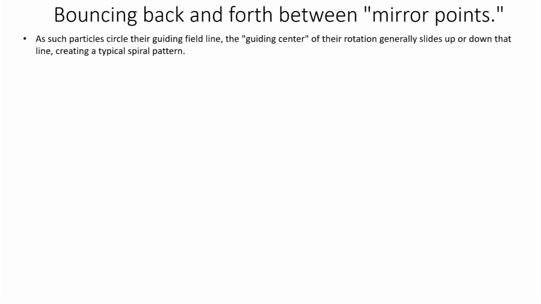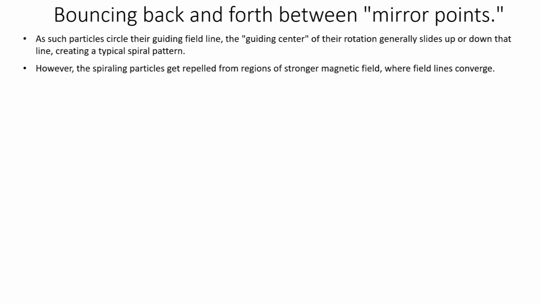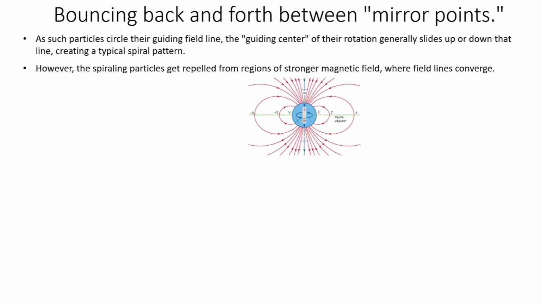Okay. So, next is how this bouncing back and forth between the mirror points happens. Let us try to explain this. The particles circle around their guiding field line, or the guiding center, but the rotation generally slides up and down that line, creating a typical spiral pattern. However, the spiraling particles get repelled from the regions of stronger magnetic field, where the field lines converge.